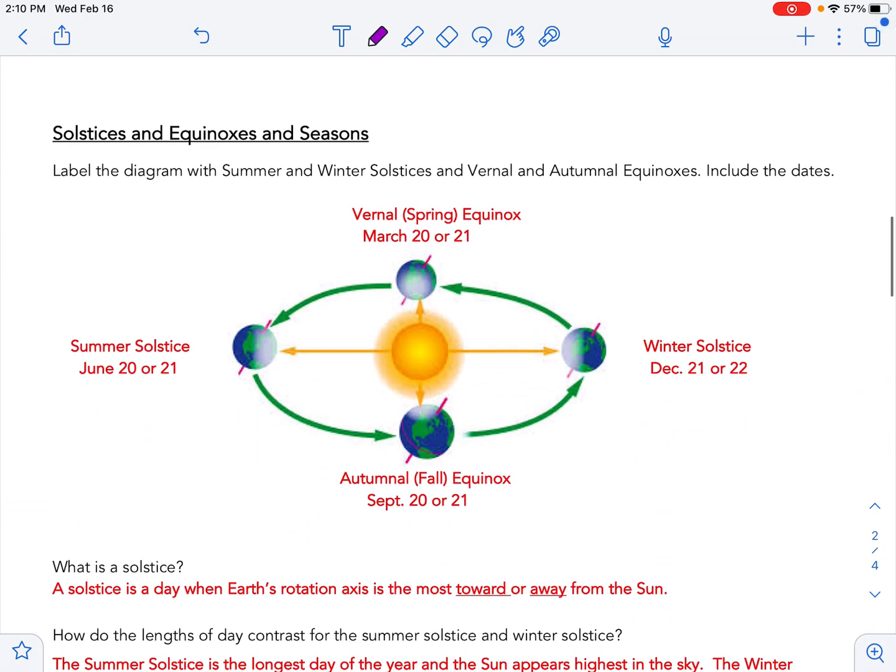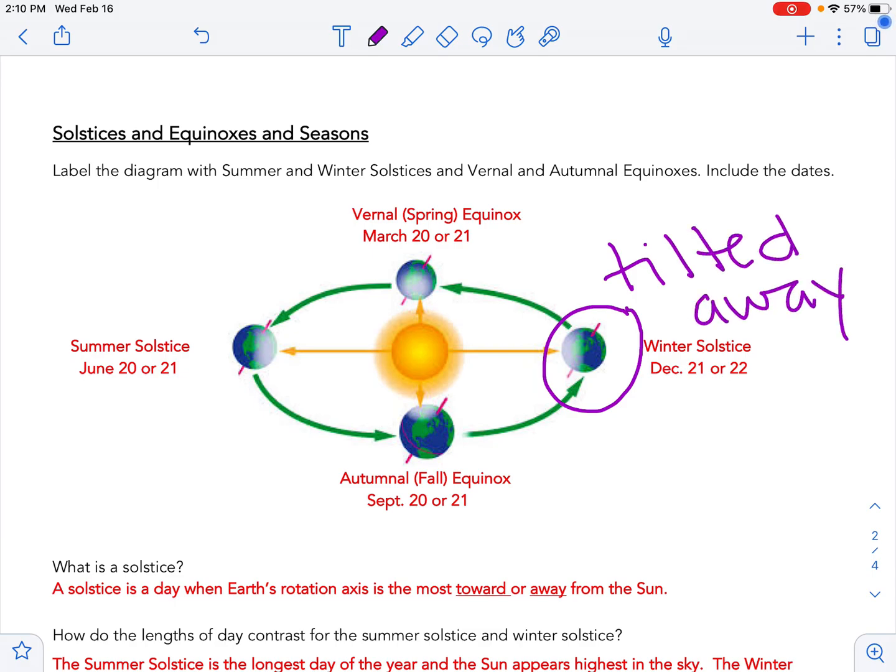Okay, so then we're going to get into solstices, equinoxes, and seasons. So you label the diagram here. This is how I do something like this. The very first thing I look for is the one that is tilted away. That is actually the easiest one for me to pick out. I know when it's tilted away that that's going to be winter. And then 6 months later, we know that this one is tilted toward, and that's going to be summer.